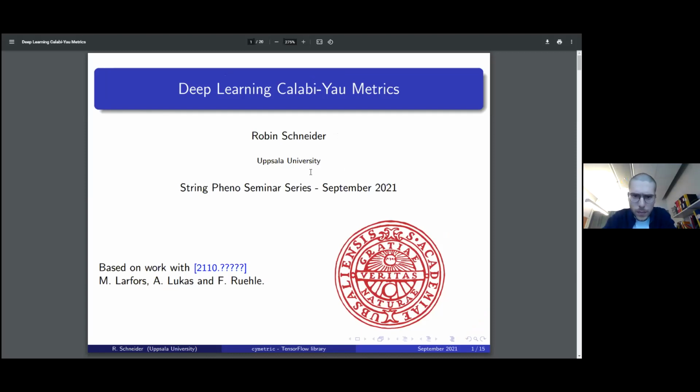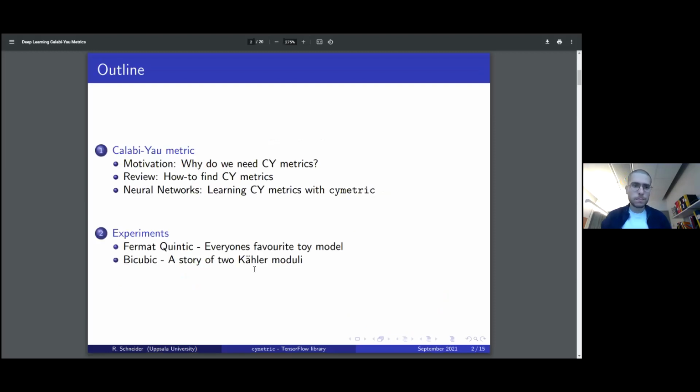topic. In particular, I will present to you today a new package for deep learning Calabi-Yau metrics, which will allow you to find numerical approximations to these metrics within maybe 20 lines of code. So this is work done with Magdalena Lavros, Andre Lucas, and Fabian Röder, and it will appear soon on the archive. And yeah, let's begin.